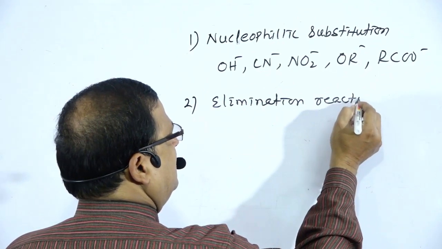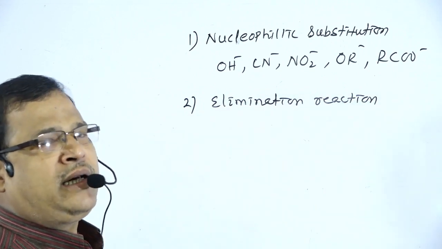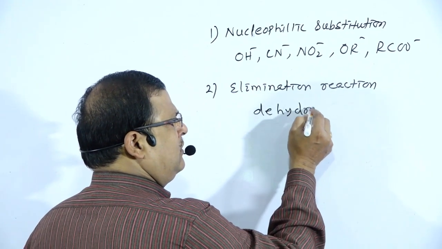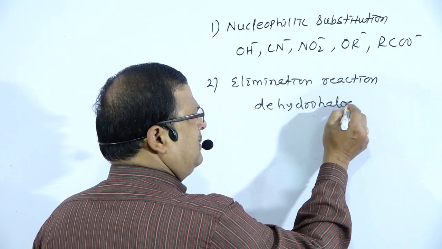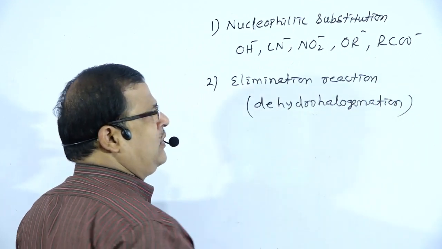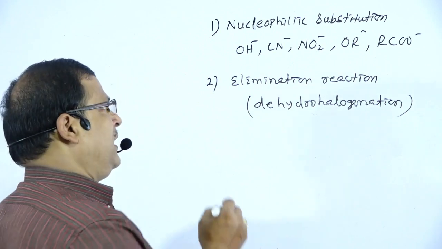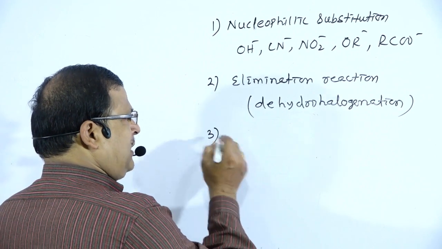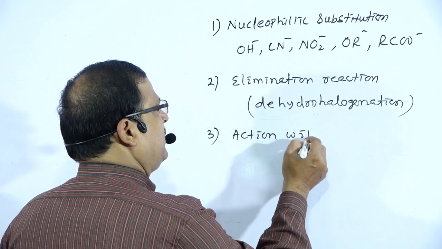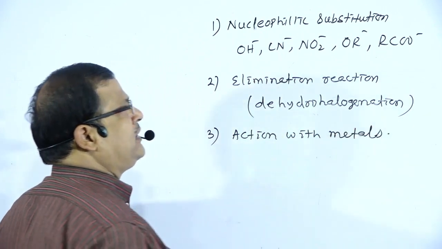Elimination reaction means particularly dehydrohalogenation, that is the formation of alkenes. Next, the third one is action with metals. That is action with metals.